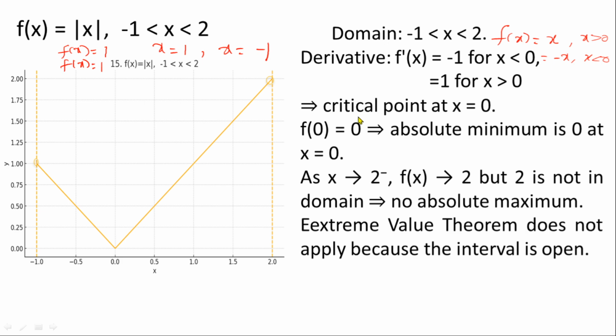So the critical point is at x equal to 0. When you substitute 0 here, f of 0 is 0, and that is the absolute minimum value. This is the absolute minimum, and there is no absolute maximum because these end points are not included, so we cannot say what the maximum value is. There is only an absolute minimum and no absolute maximum value. So the extreme value theorem does not apply because the interval is an open interval.